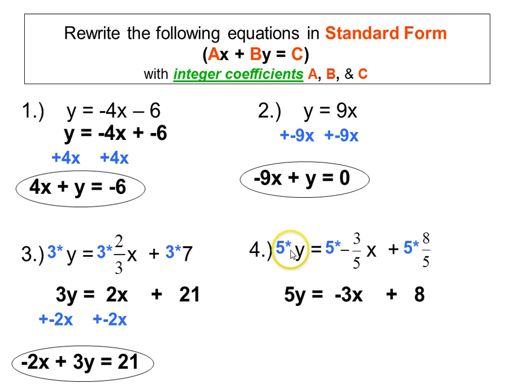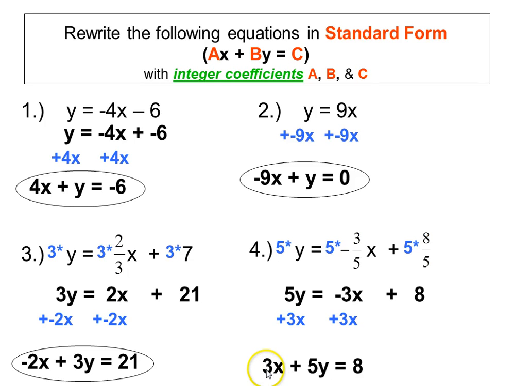5y comes from 5 times y. Negative 3x comes from this multiplication here. And 8 comes from this multiplication right here. This is not in standard form because x and y are not on the same side of the equation, so I'm going to add 3x to both sides to get x and y on the same side of the equation. And I will get 3x plus 5y equals 8. The 3x's are gone because I added the 3x to make it go to the left-hand side. And I have 3x plus 5y equals 8.